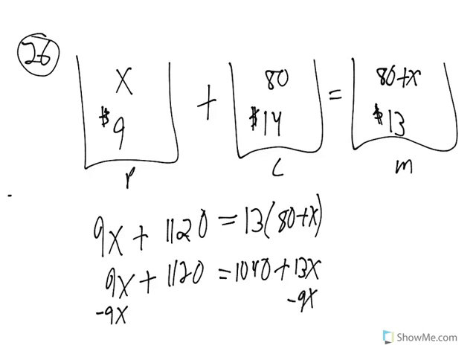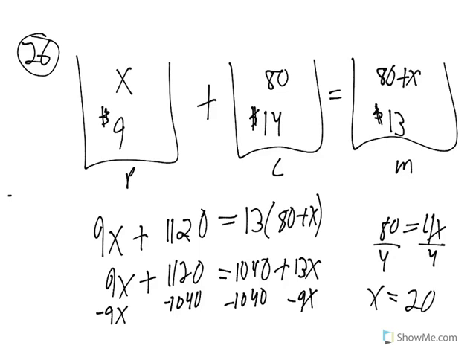Subtract 9x from both sides. Subtract 1040 from both sides. And so you get 4x equals 80. Divided by 4 on both sides, you get x equals 20. So 20 pounds of this $9 per pound peanuts needs to be mixed with this 80 pounds of $14 per pound cashews to get a $13 per pound mixture. Evidently 100 pounds of this $13 per pound mixture.